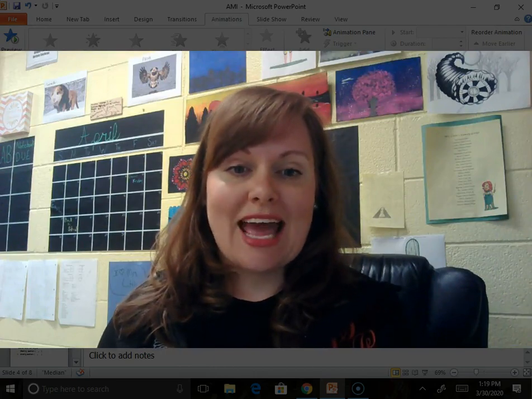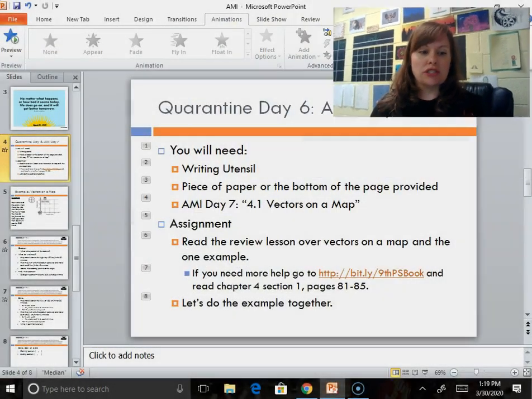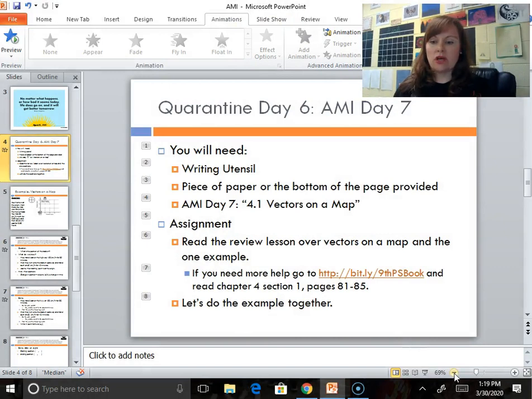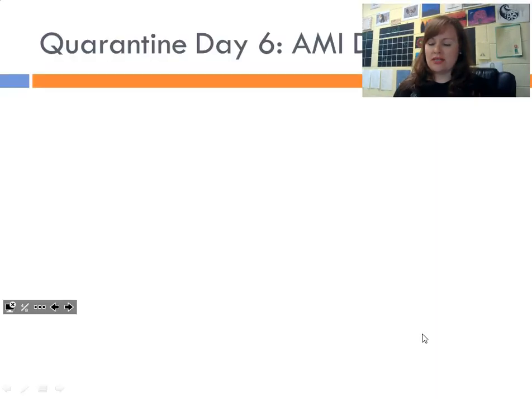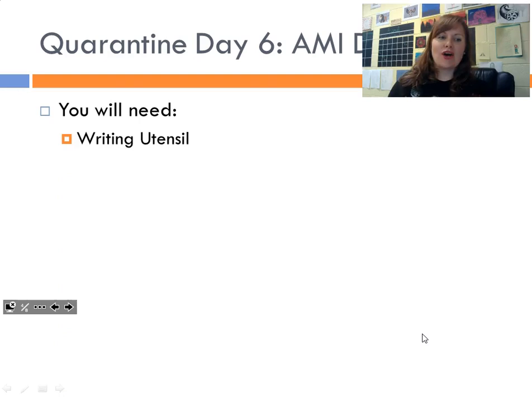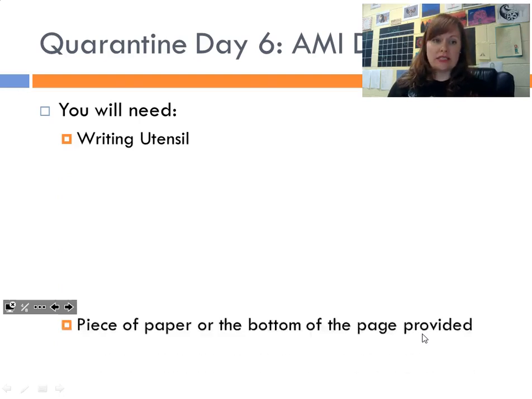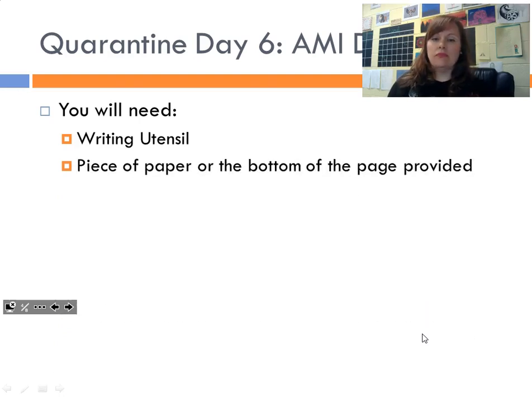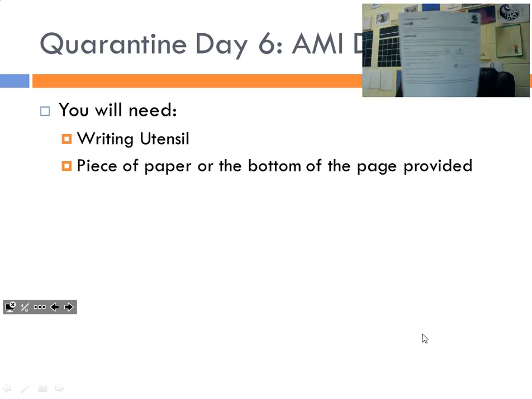So today we are looking at vectors on a map. So vectors on a map. Oh, and I should not have done that. My bad. So you're going to need, of course, a writing utensil, a piece of paper, or the bottom of the page provided. So if you went ahead and printed off today's work, this is the second page, and this is your first page.